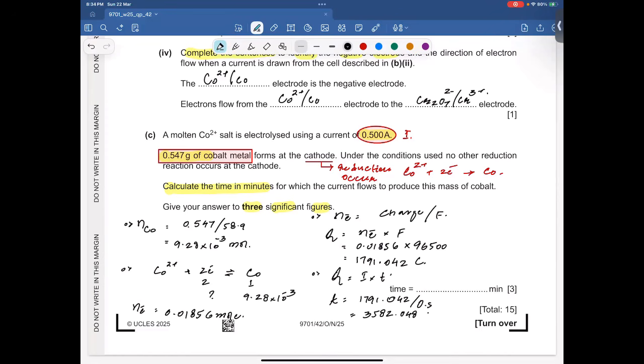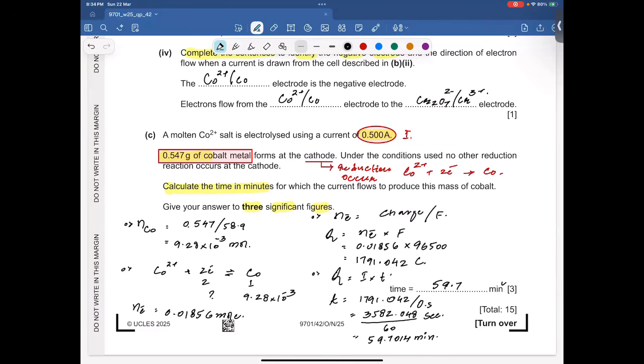3582.048 seconds. Okay, I need to find out the value in minutes, so I'm going to divide this value by 60 because 1 minute has 60 seconds, so the value is going to be 59.7. So in three significant figures, it's going to be 59.7. So for three significant figures, I'm going to write 59.7 minutes.